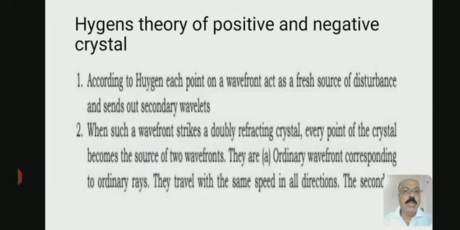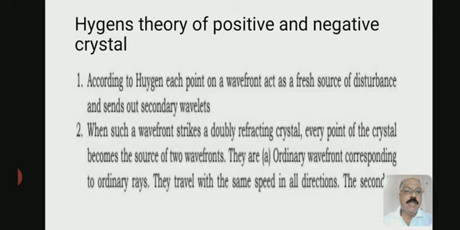So, in today's class, we discussed Huygens' theory of positive and negative crystals. According to Huygens, each point on a wavefront acts as a fresh source of disturbance and sends out secondary wavelets. When such a wavefront strikes a doubly refracting crystal, every point of the crystal becomes the source of two wavefronts. They are the ordinary wavefront, corresponding to ordinary rays.